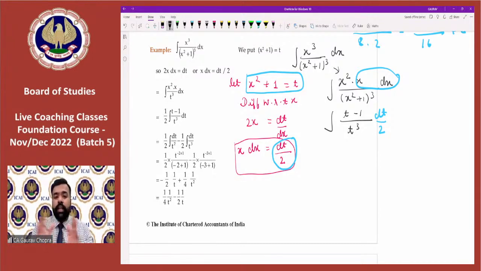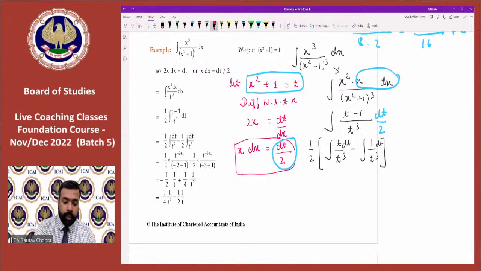Now easily we can split them. So it will become t upon t cube minus 1 upon t cube. Now 1 by 2 is common for everyone. So we can take 1 by 2 outside, and here it is dt. So let us do some cancellation if possible. So t and t get cancelled.